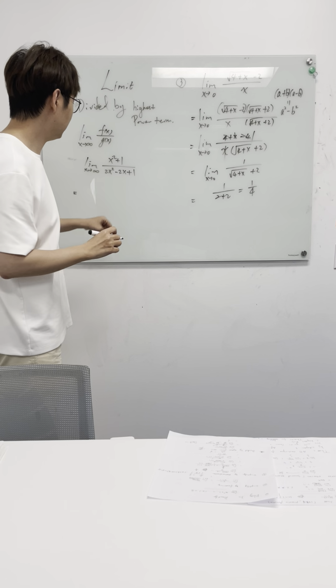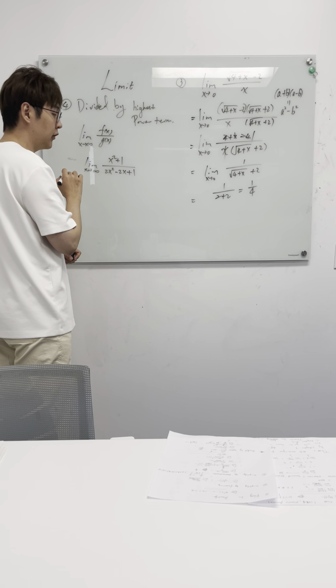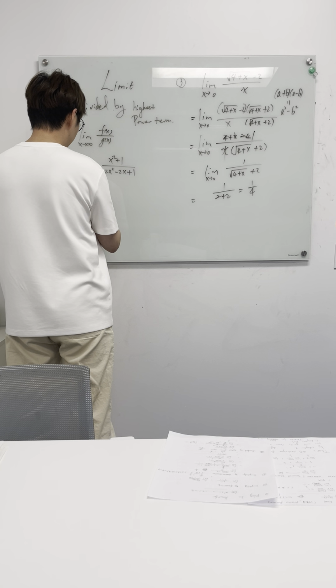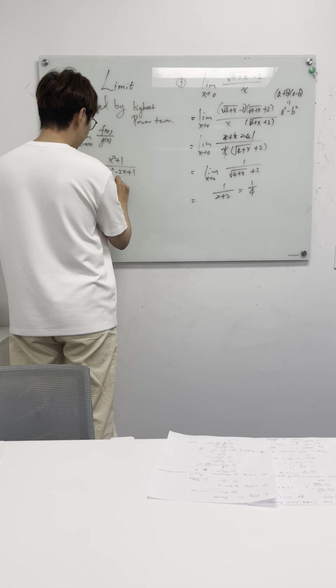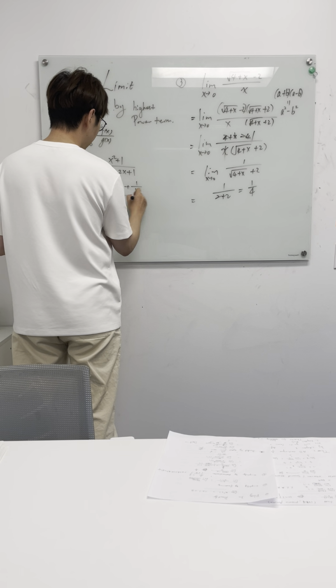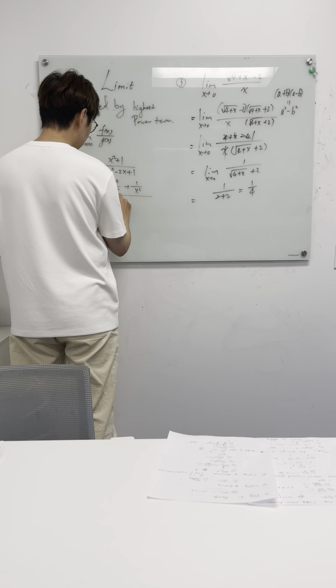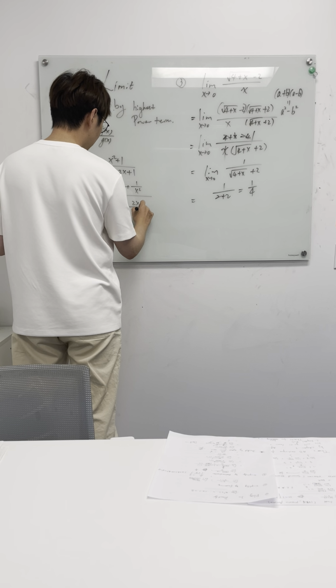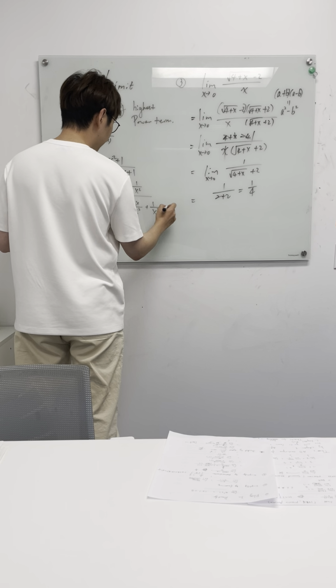x squared is the highest power, so we divide by x squared for each term. Here is x squared divided by x squared, plus 1 over x squared, divided by 2x squared divided by x squared, minus 2x divided by x squared, plus 1 divided by x squared.